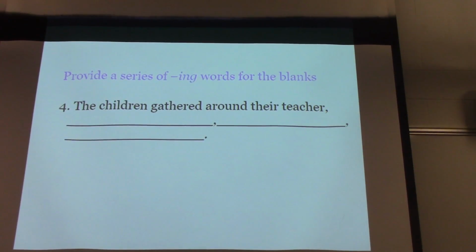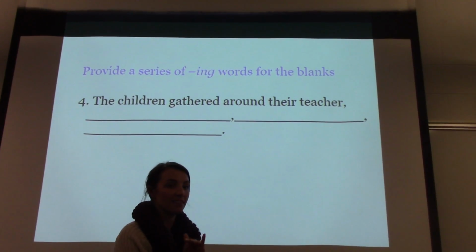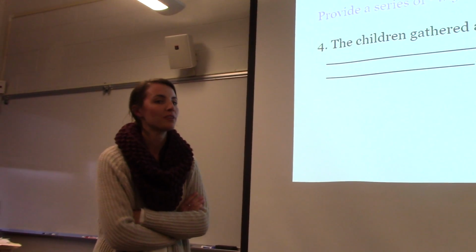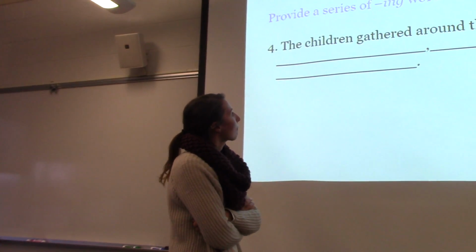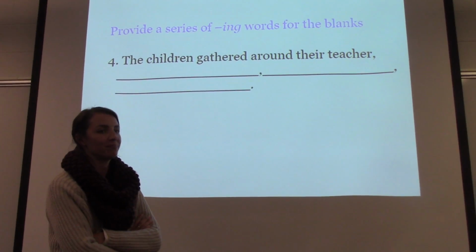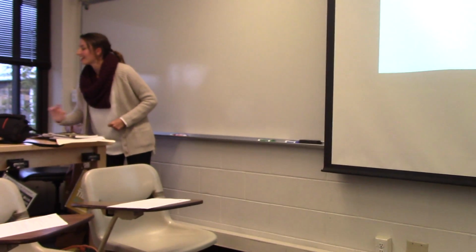Okay, number 4. With these ones, I want you to provide the series with using words that end in ing. As you say the 3 words, I want you to read the sentence too. Sometimes then we'll be able to hear that, right? The children gathered around their teacher. Screaming, jumping, laughing. Okay, so why don't you say the entire sentence using those 3 words? The children gathered around their teacher, screaming, jumping, laughing. Great, yeah. All right, and number 5.